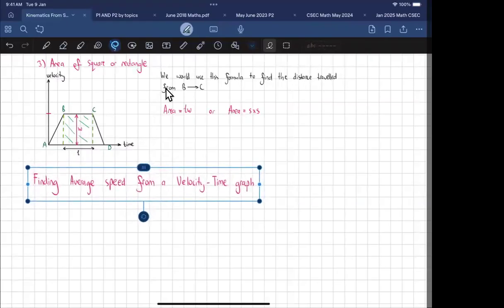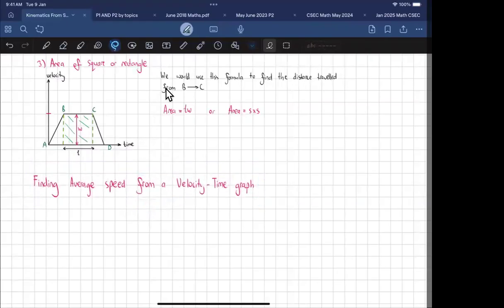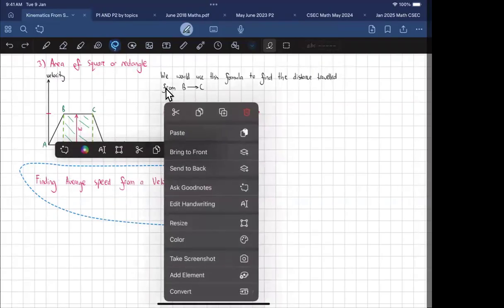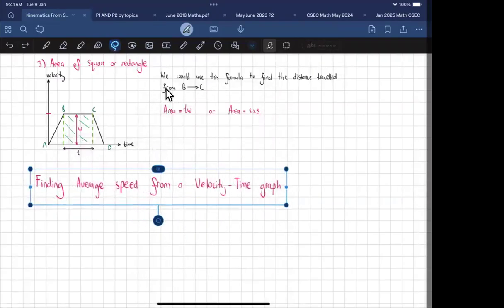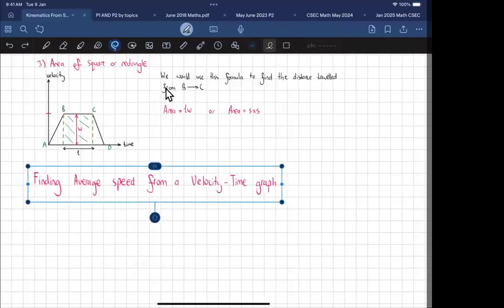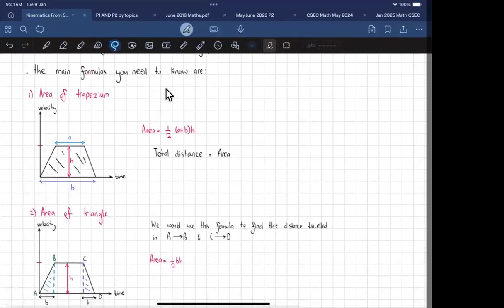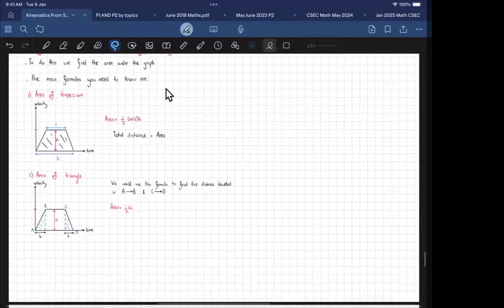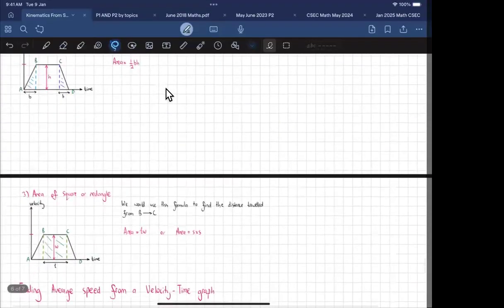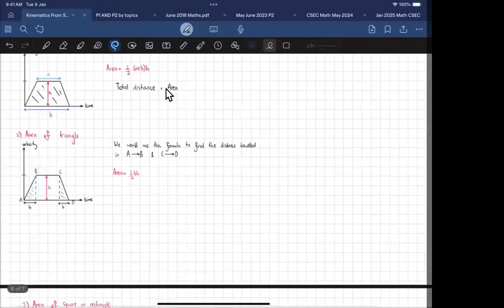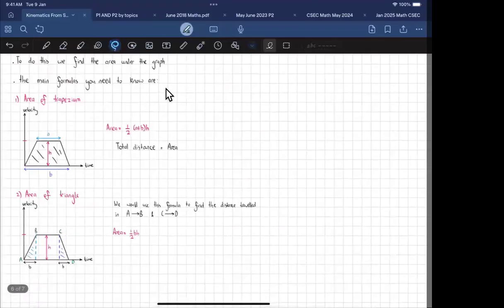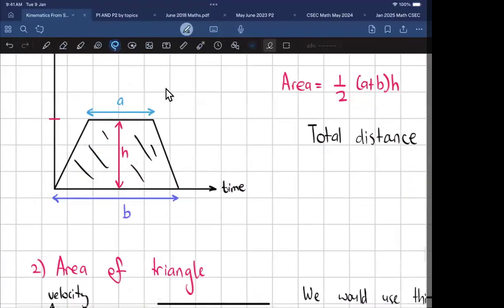So from what we learned initially, how do we find the average speed again? What's the formula for average speed? Could anybody remind me? Total distance over total time. Awesome. So which area here would have corresponded to the total distance? Is it the area of the trapezium, the area of the triangles, or the area of the square or rectangle? Trapezium. Right, because that covered the whole thing.